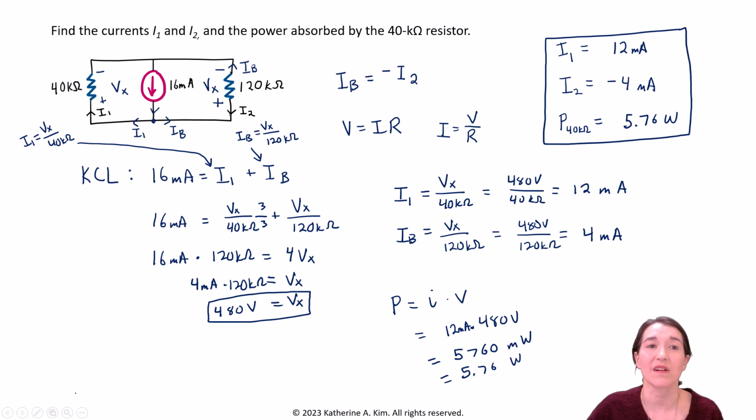It just means that the direction of I2 is against the arrow, so it's the opposite direction as the arrow shown. Then from there, once we know the voltage and the current, we can just calculate the power, and that's our answer. So we've applied Ohm's law and Kirchhoff's current law to solve this circuit and find both currents and the power through one of the resistors.